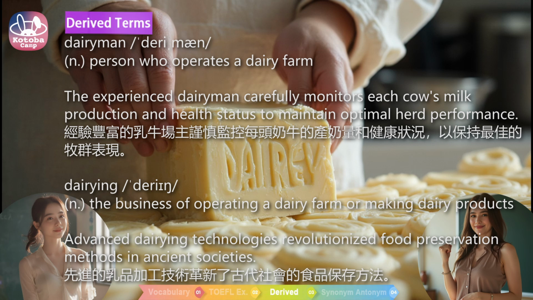Dairyman. The experienced dairyman carefully monitors each cow's milk production and health status to maintain optimal herd performance. Dairying. Advanced dairying technologies revolutionized food preservation methods in ancient societies.